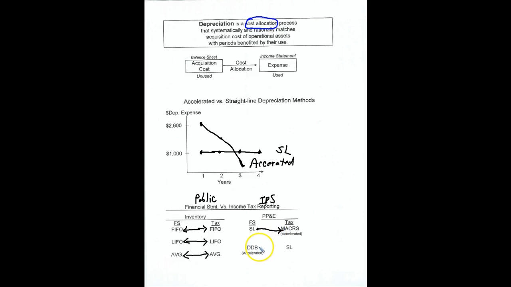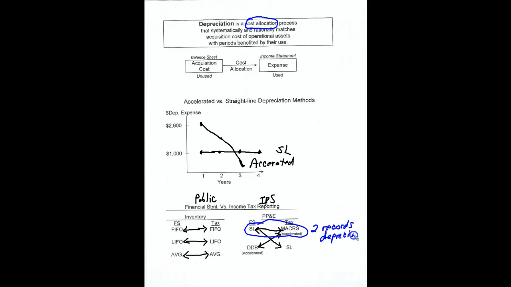So a company can use straight line for its books and accelerated, this MACRS, for tax. Or they can use an accelerated method, this double declining balance, for financial statements, and then a different accelerated method for taxes. Or they could use straight line and straight line. Generally, what companies tend to do is use straight line for financial statements and this accelerated method for tax reporting. That means there are two records for depreciation expense.